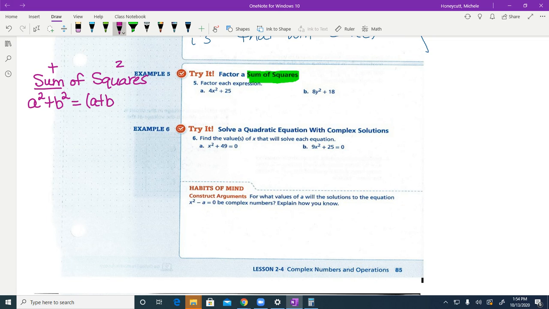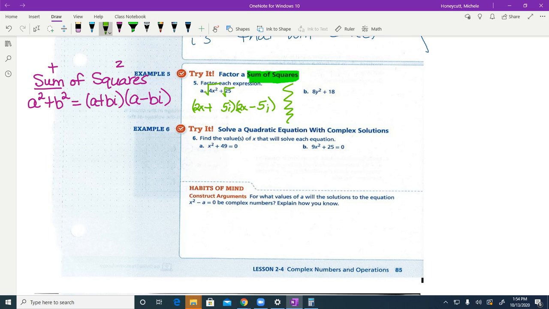So it'll follow the form a squared plus b squared, and it will factor into a plus bi times a minus bi, where a is the square root of a squared and b is the square root of b squared. So let's factor. Take the square root of both parts. The square root of 4x squared is 2x, so I'll have a 2x and a 2x. Square root of 25 is 5, but it's a sum, so these need to be 5 i's. So make one a plus, make one a minus. So 2x plus 5i, 2x minus 5i.